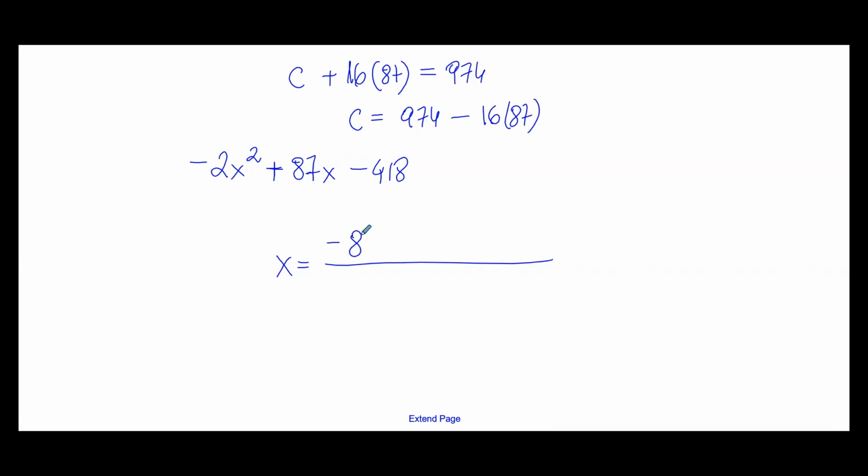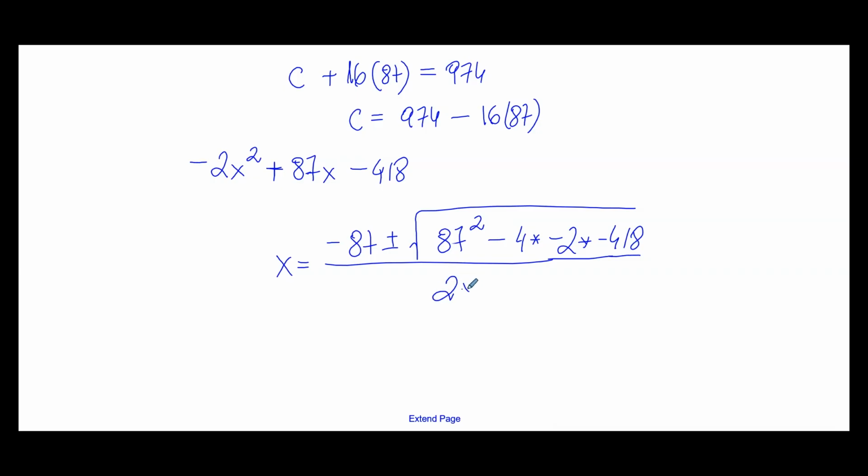So minus b is minus 87 plus minus the square root of b again, which is 87, taken to the power of 2, minus 4 multiplied by the value of a, in our case minus 2, multiplied by the value of c, minus 418, and everything divided by 2 multiplied by the value of a, which in this case is minus 2. And then we put that in the calculator and we get that one value of x is 11 over 2, so that's another root. And then the second one is 38, so that's the third root. So now we have all three roots of our cubic equation.